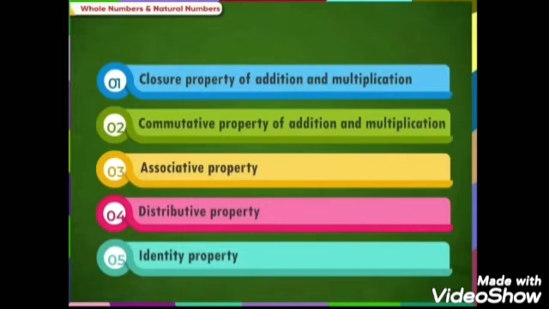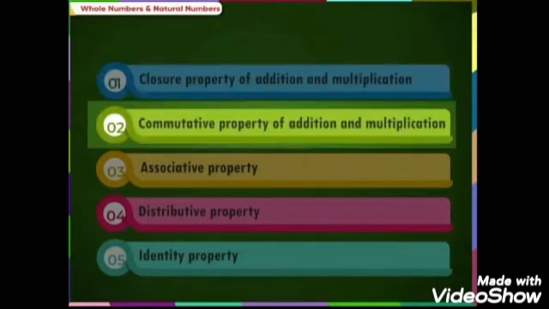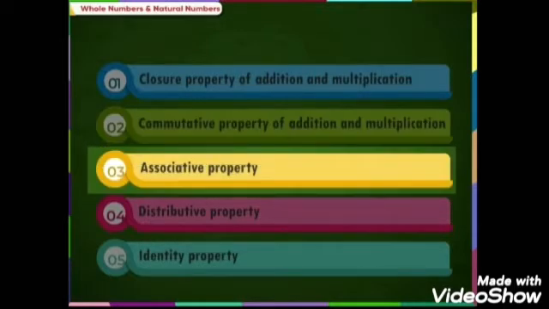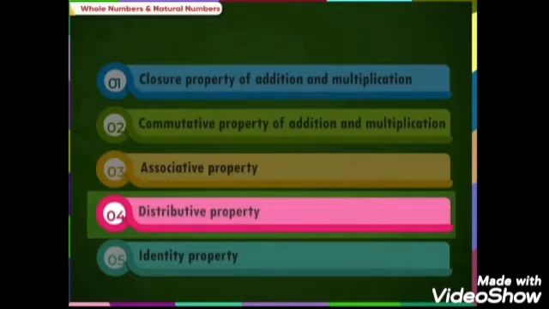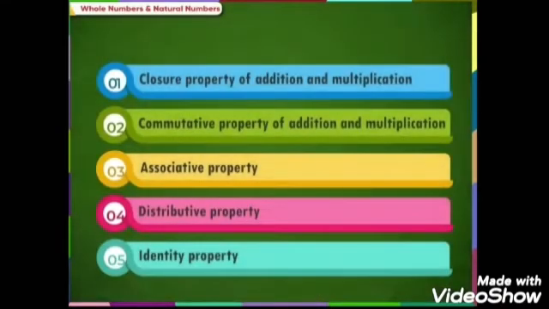There are 5 properties of whole numbers: closure property of addition and multiplication, commutative property of addition and multiplication, associative property, distributive property and identity property. Let us learn one by one property with the examples.